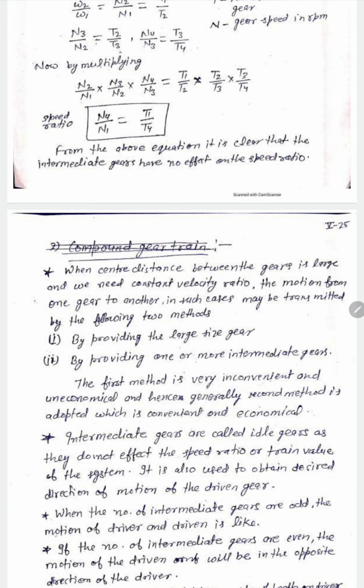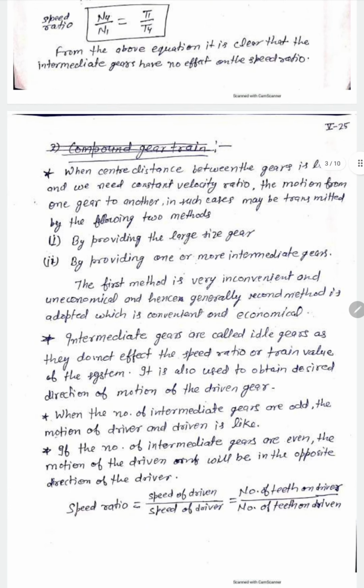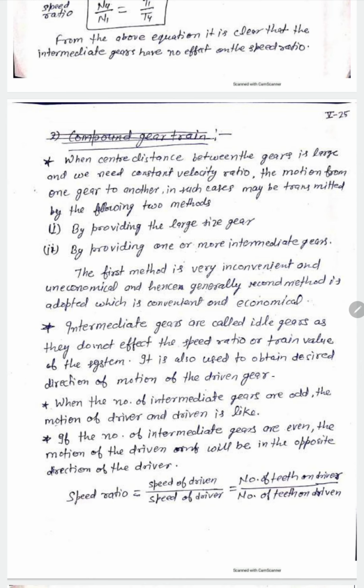After that, we can see the importance of providing idle or intermediate gears. When the center distance between the gears is large and we need a constant velocity ratio, the motion from one gear to another can be given by the following methods. Number 1 is by providing a large size gear, or by providing one or more intermediate gears.